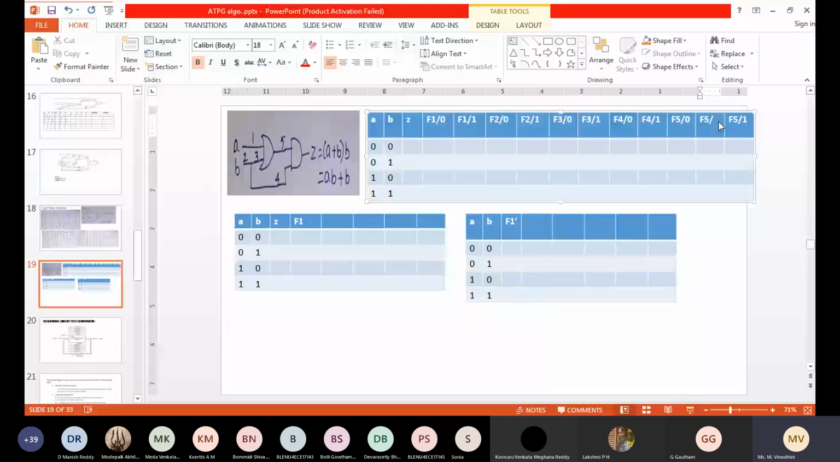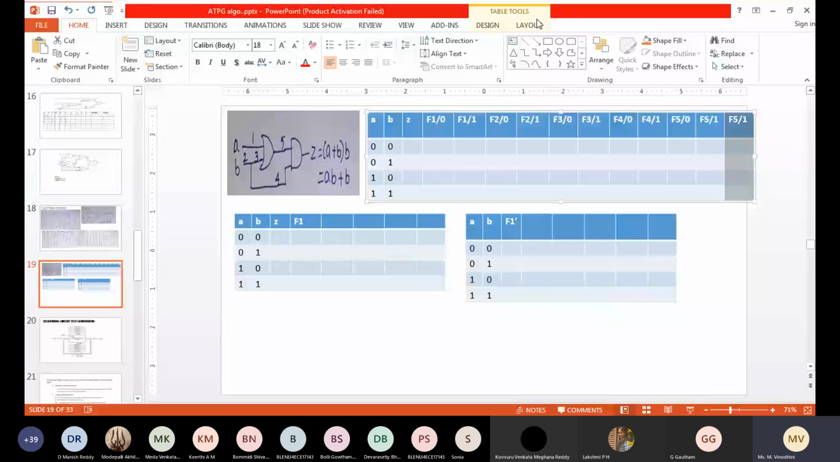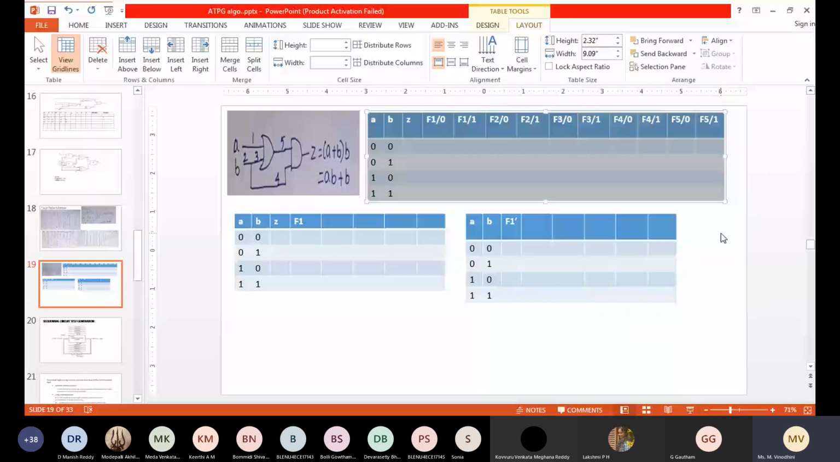All I wrote: F1 0 1, F2 0 1, F3 0 1, F4 0 1 and F5 0 1. So this is not required. So this is how the things should be.